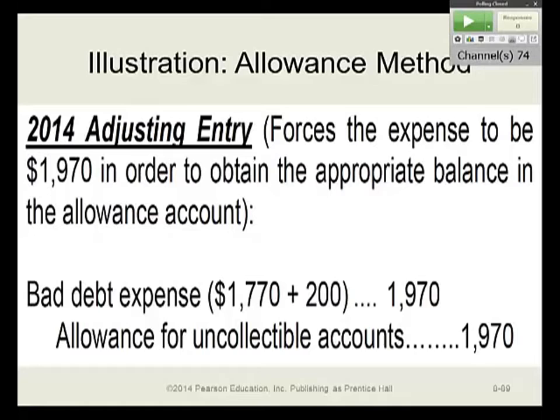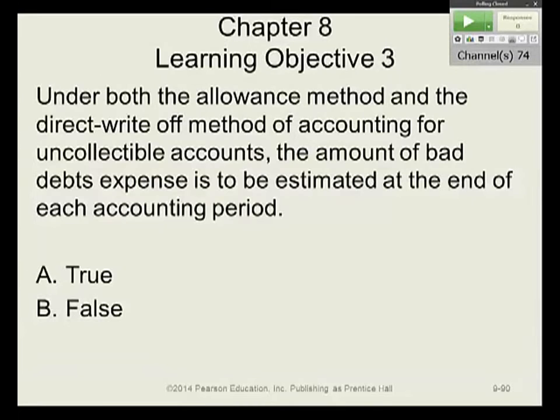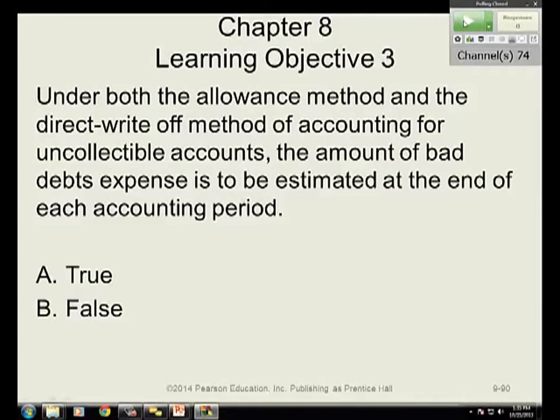Any other questions? All right, so let's try a couple of questions for you. All right, so this one, we'll start with an easy one, I think. Under both the allowance and the direct write-off methods of accounting for uncollectible accounts, the amount of bad debt expense is to be estimated at the end of the accounting period. Let's just see what we got.